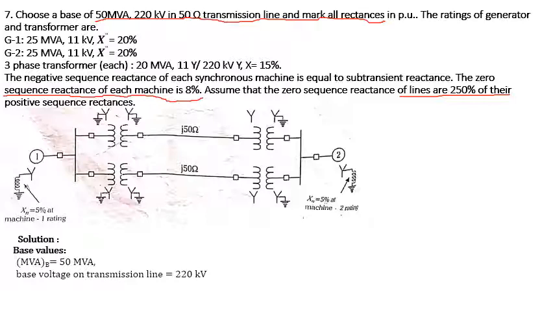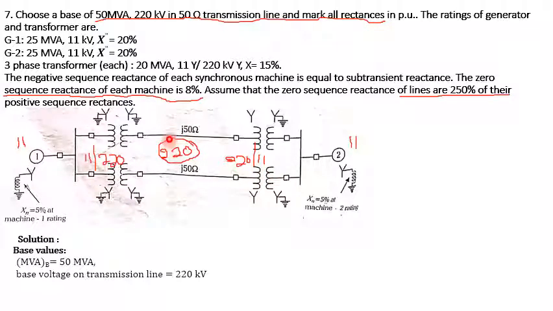So what we'll do is write the new MVA and base voltage in the transmission line, then mark all the generator ratings. Generator G1 is 11 kV, and G2 is also 11 kV. For the transformer it is 11 kV by 220 kV, and this is also 220 kV by 11 kV. These are the old values, and this is the new value.